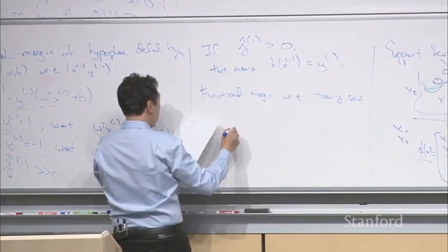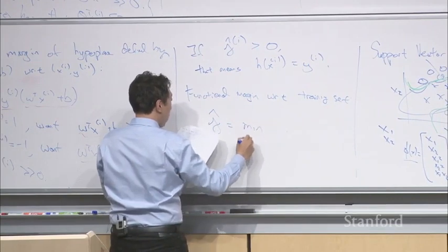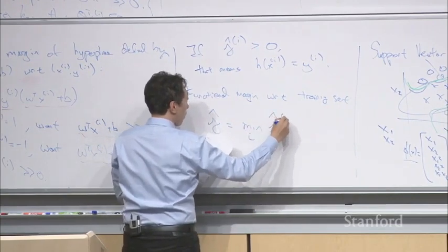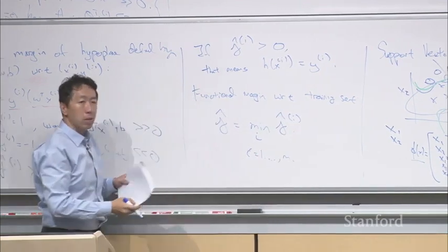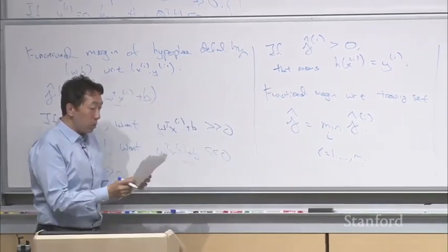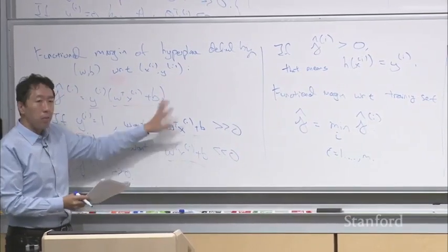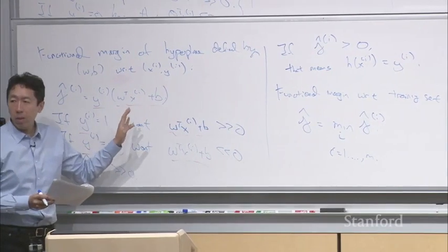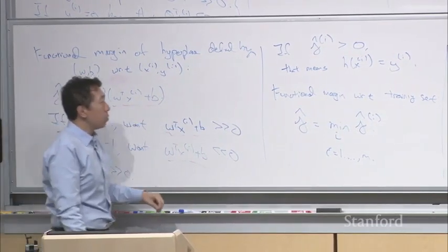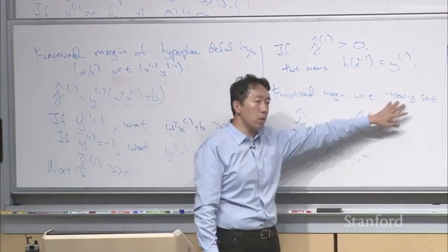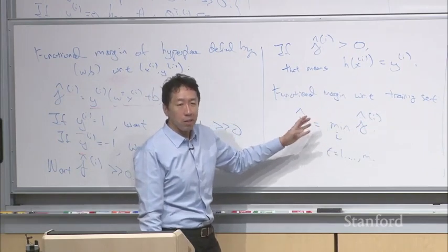I'm going to define the functional margin with respect to the training set to be gamma hat equals min over i of gamma hat i, where i ranges over your training examples. So this is a worst case notion. The definition on the left defines the functional margin with respect to a single training example, which is how well you are doing on that one training example. And we'll define the functional margin with respect to the entire training set as how well you are doing on the worst example in your training set.